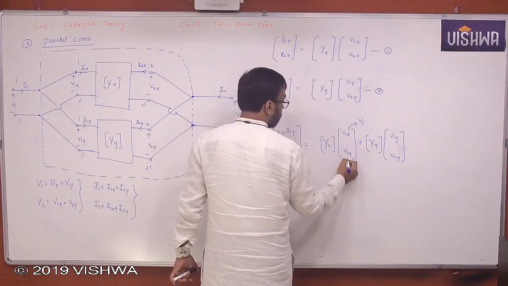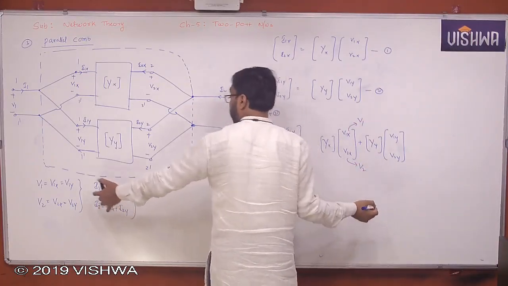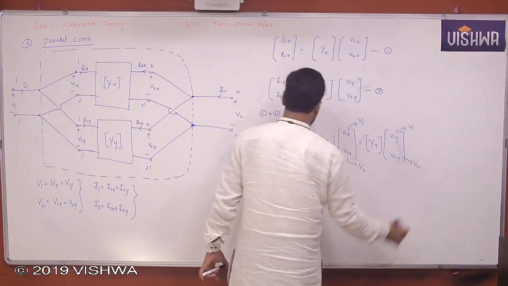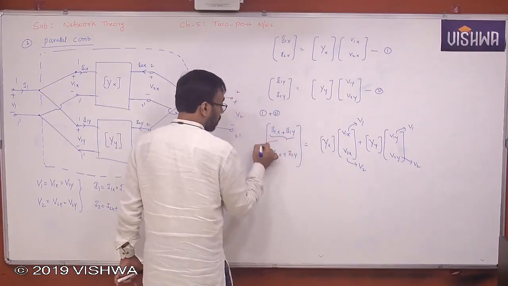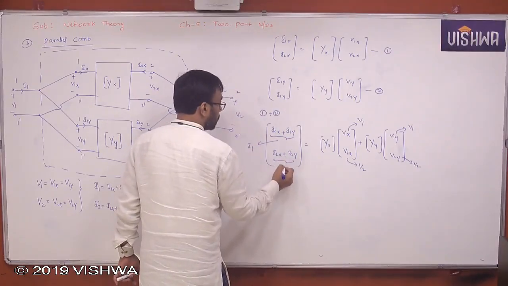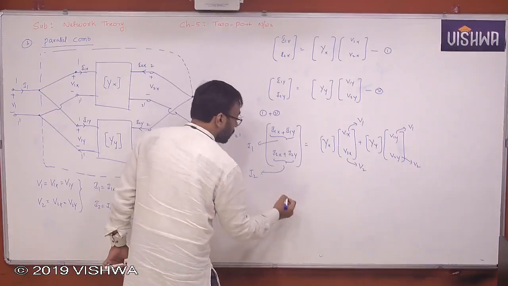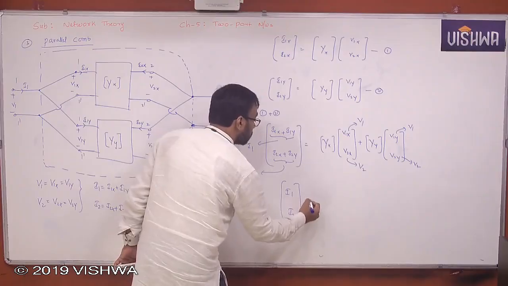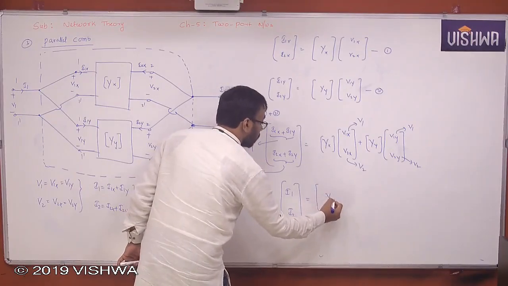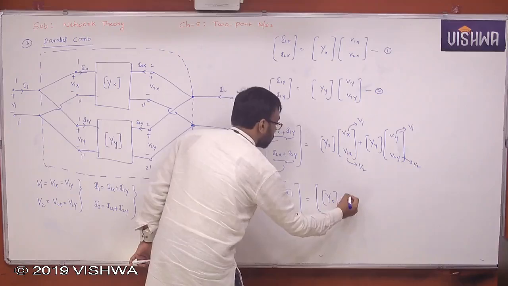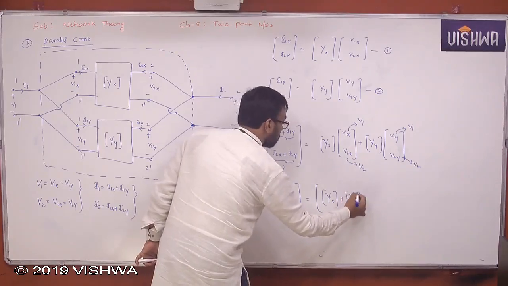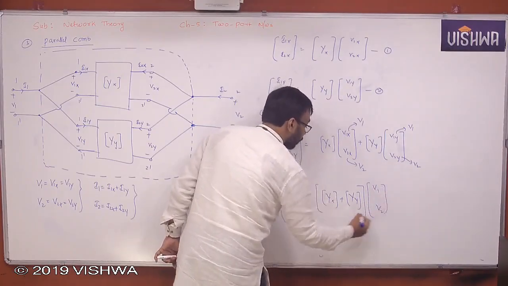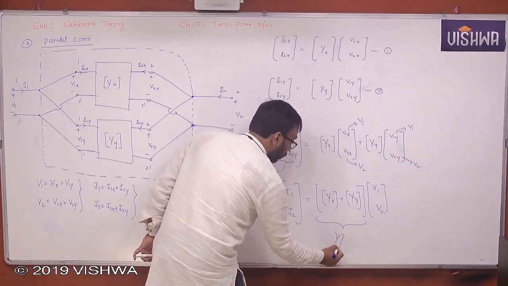This is V1. This is V2. Already we have seen the relation here. This is V1, this is V2, and this is nothing but I1, and this is nothing but I2. I1, I2 is equal to, you will get now yx plus yy into V1 and V2. This is nothing but the overall y, yes or no?